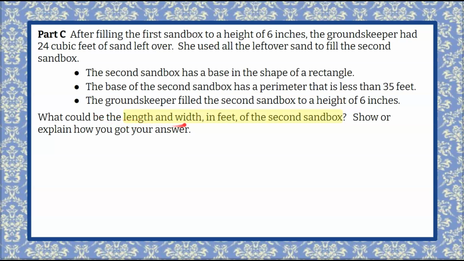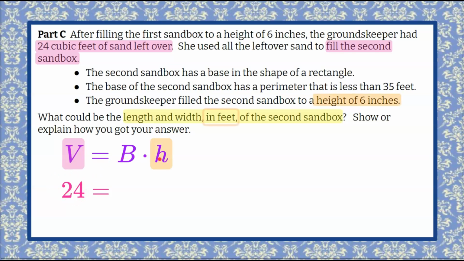Reviewing, we're finding the length and width in feet of the second sandbox. So we're going to start by understanding that we're going to use volume, base times height. Volume we are given is 24 cubic feet. That's how much our volume of sand is going to be. She used all the leftover sand, which was 24. So we know that we're filling the sandbox to a volume of 24 cubic feet.